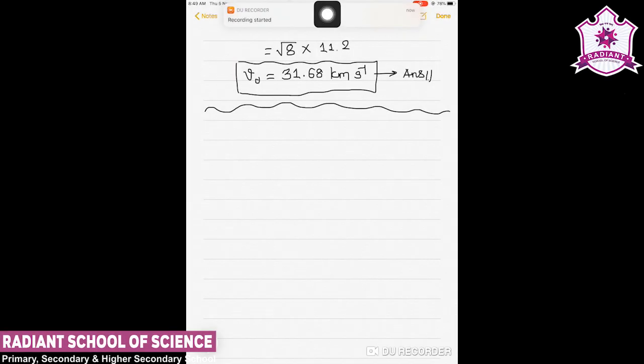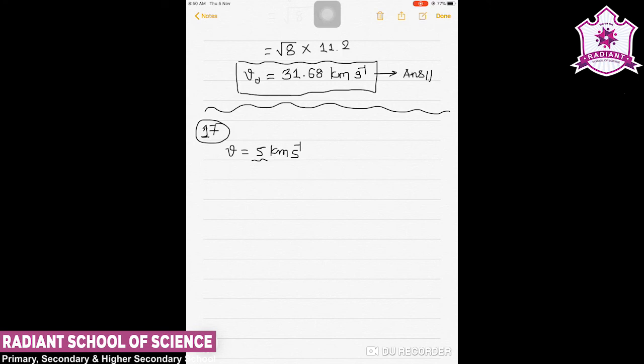Friends, now we will see example number 17 of the textbook. The given information is that a rocket is fired vertically with a speed of 5 km per second. So the initial speed is 5 km per second from the earth's surface. How far from the earth does the rocket go before returning to the earth?